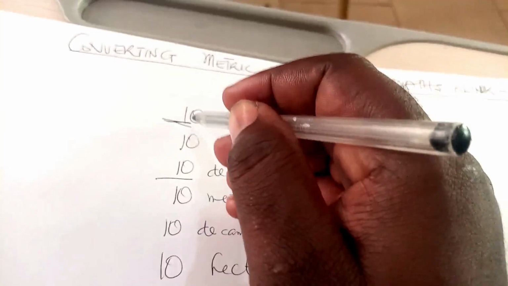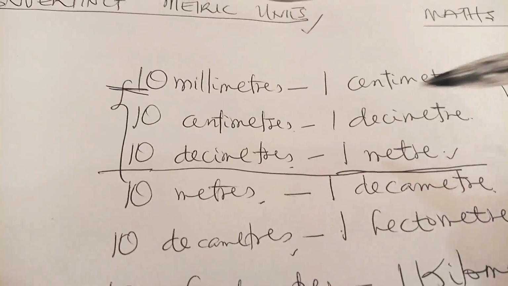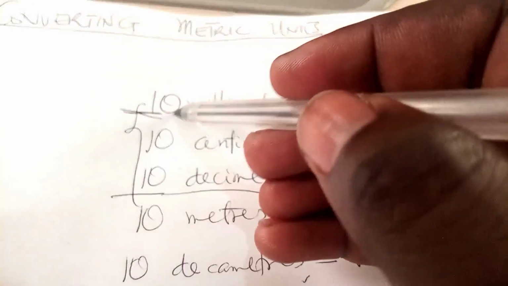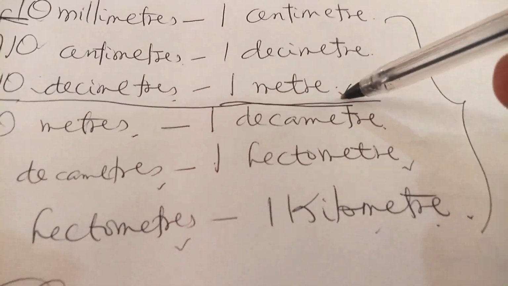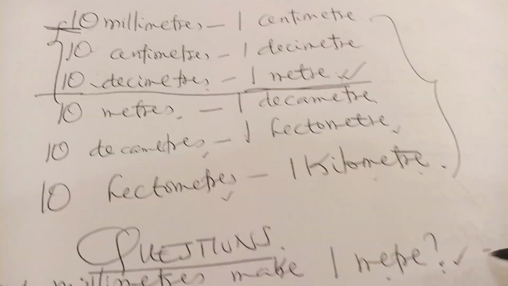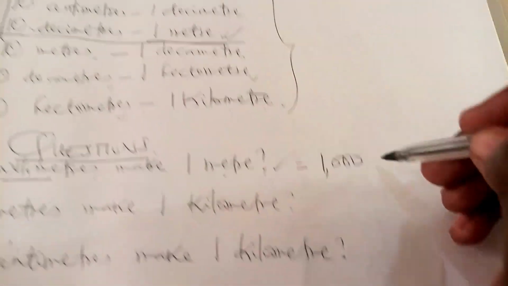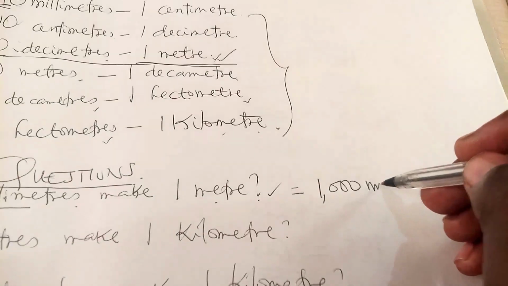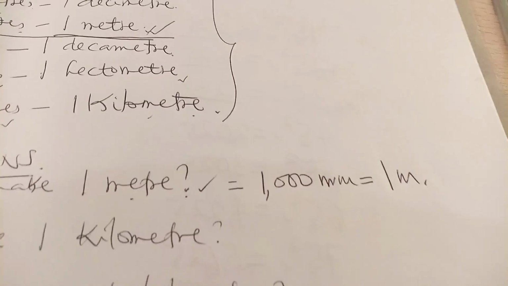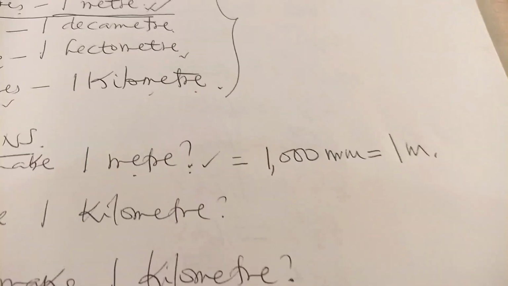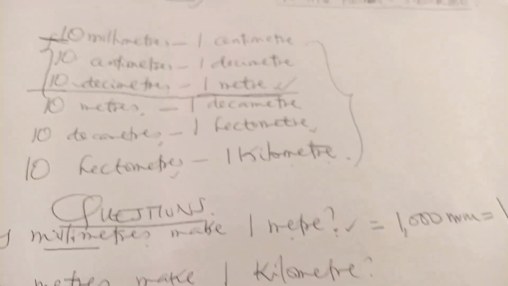So we only count from the millimeters to where our meter is, considering the number of zeros. So we have 1, 2, 3 to give us 1 meter. So what it means is 1,000 millimeters will give us 1 meter.